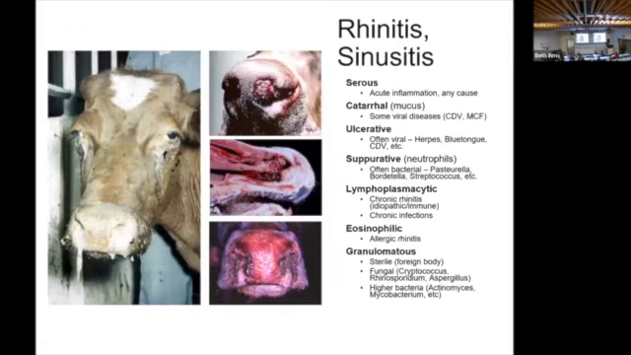So rhinitis and sinusitis, a couple different flavors. Here are the associations with those flavors. It's like any other organ. Suppurative, neutrophils, often bacterial. Ulcerative inflammatory lesions in the nasal cavity and sinuses are often viral, so it's things like herpes, influenza, distemper virus. Less specific is eosinophilic, often allergic, but can be parasitic as well.